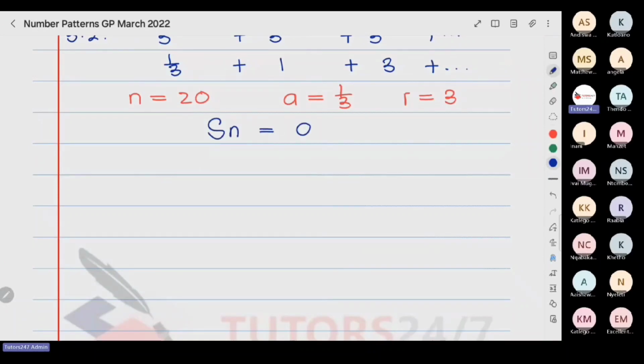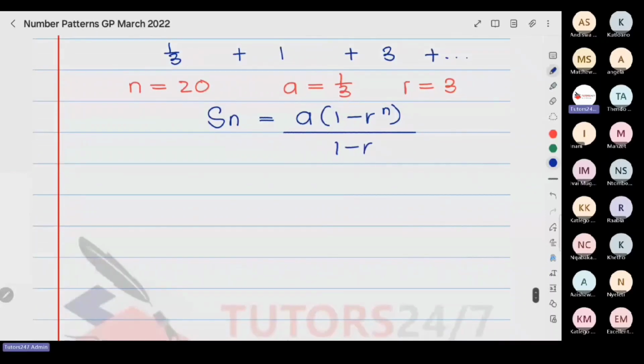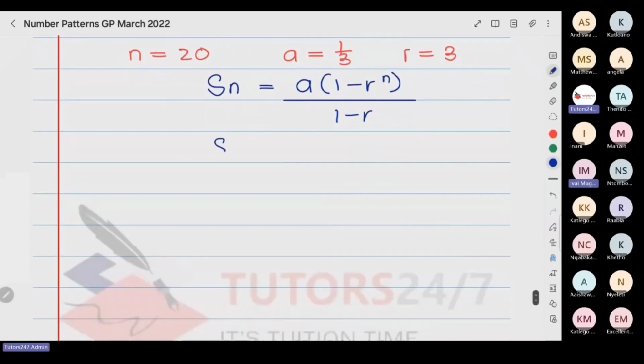So the sum of n terms is equal to A into 1 minus R to the power n all over 1 minus R. From here, we can substitute n as 20, A as 1/3, and R as 3. So the sum of 20 terms is equal to 1/3 into 1 minus R, which is 3, to the power 20, all over 1 minus R, which is 3. You can put that into your calculator.